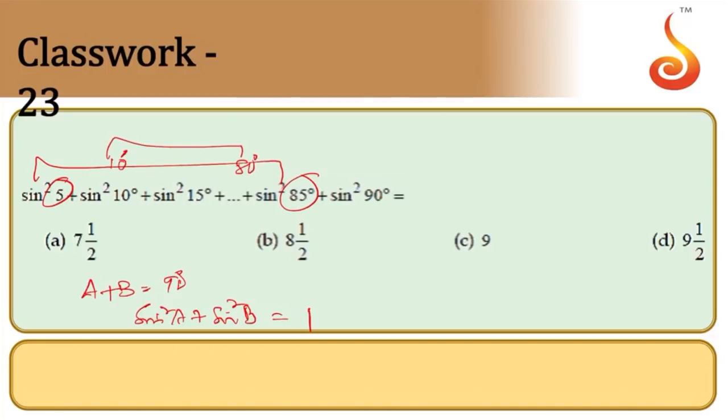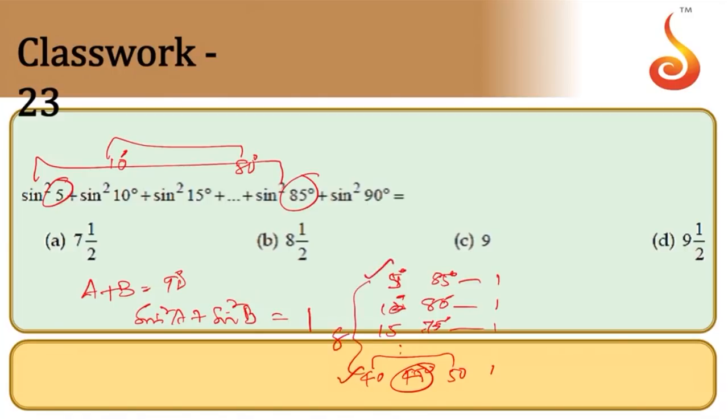And likewise, when you continue for a combination of 5 degrees and 85 degrees, 10 degrees and 80 degrees, 15 degrees and 75 degrees, and so on. Exactly when you take up 45 degrees, before that 40 degrees and 50 degrees, even this combination sums to 90. So for these values the answer is 1. And sine 45 degrees is equal to 1 by root 2. So these values starting from 5 up to 40, there will be 8 ones. So 8, plus sine square 45, which is 1 by 2, and sine square 90, which is equal to 1. So the answer for this problem is 9.5.